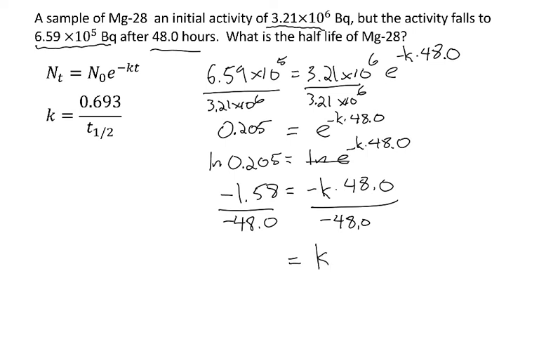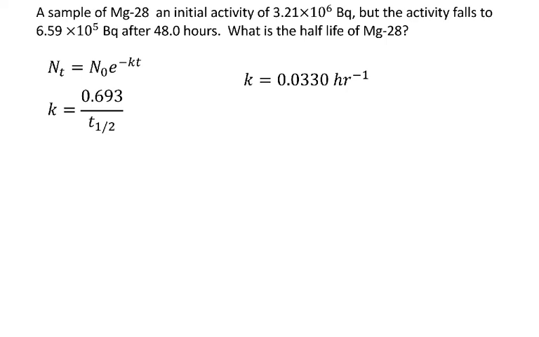And so I get k to be 0.033. And the units, since my time was in hours, the units on my rate constant are going to be 1 over hours, or hours to the minus 1. All right, so now I'll take this information and I'll finish the problem up on the next slide.